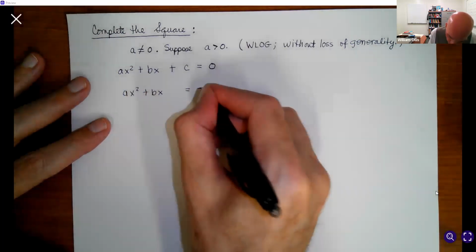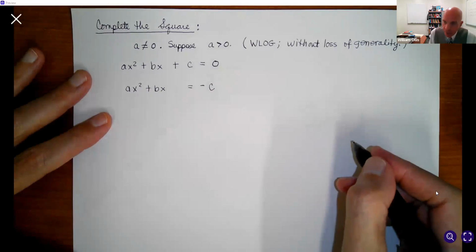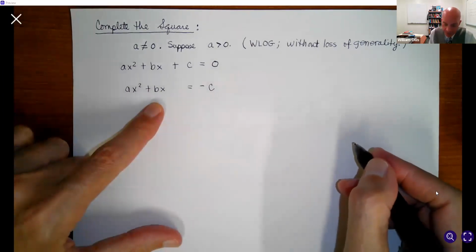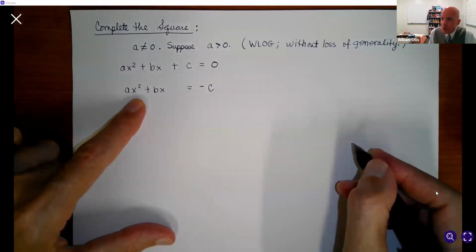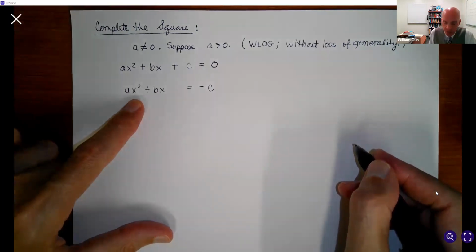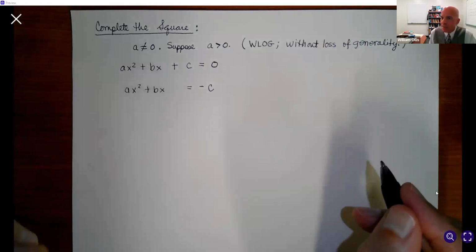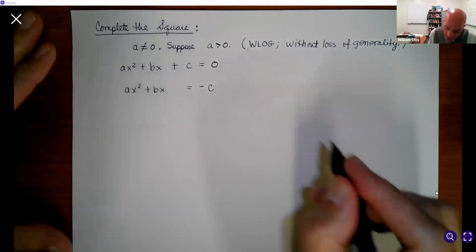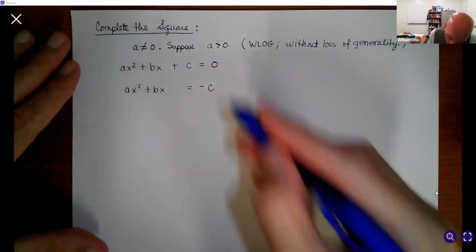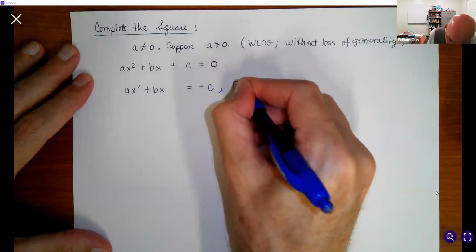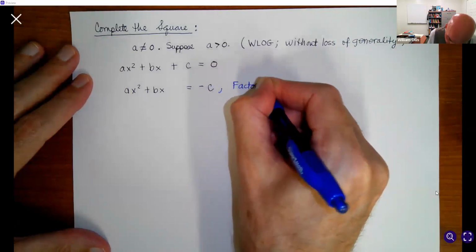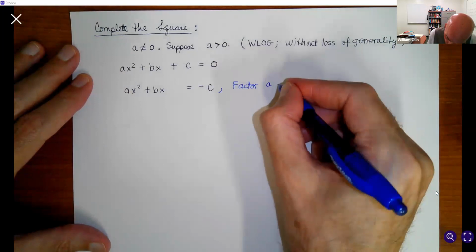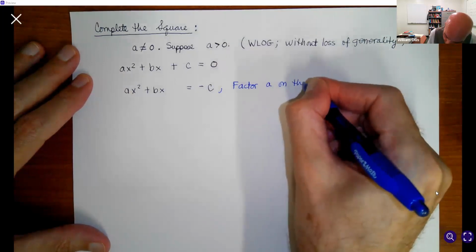So we're just going to subtract the c term from both sides to write this. Now, one thing that's very important with completing the square is that we need a monic polynomial. Monic means that the leading coefficient is 1. So at this point, we will need to factor a on the left-hand side.